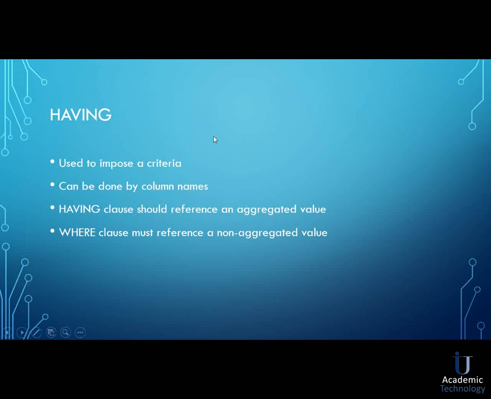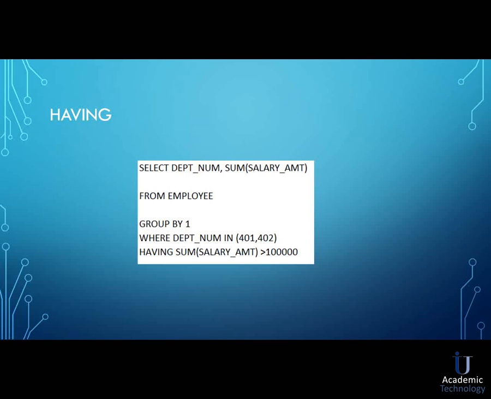So if we look at how this looks in ANSI SQL, we have select department number, and we're summing the salary amount for each employee from the employee table. So we have the group by. Here we can do it by position number because it's in ANSI SQL. We do not have to have a where clause. We could go directly to the having if we wanted to. But if we wanted to add a criteria to the non-aggregated column, in this case the department number, we could do that in the where clause.